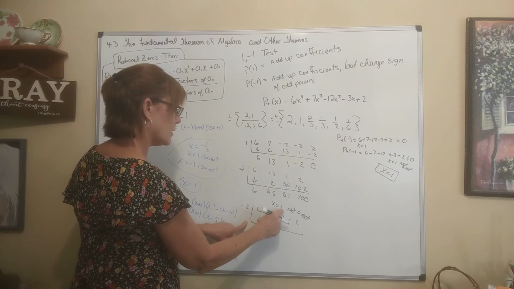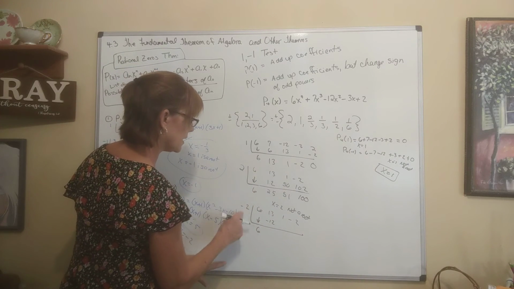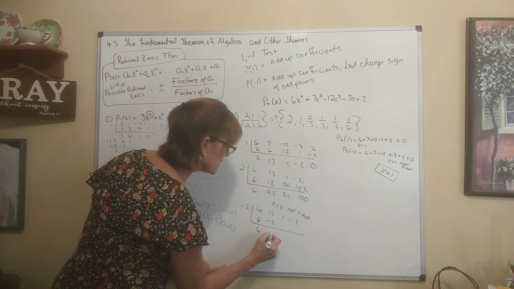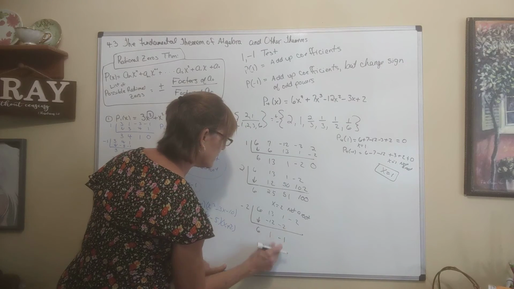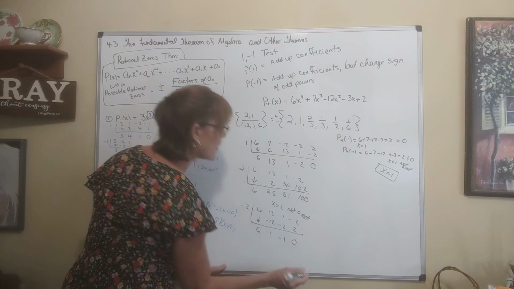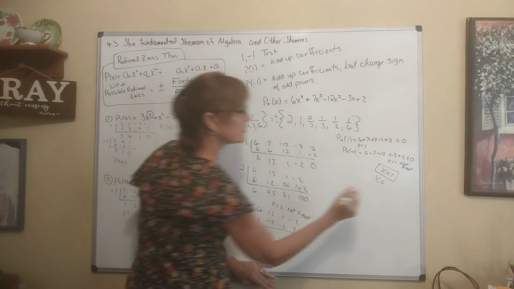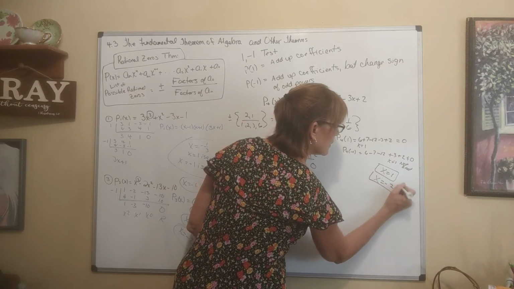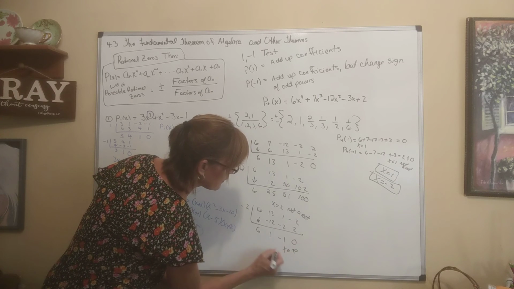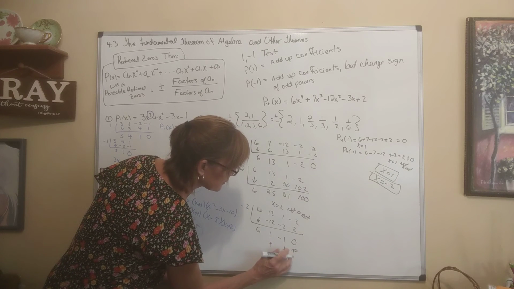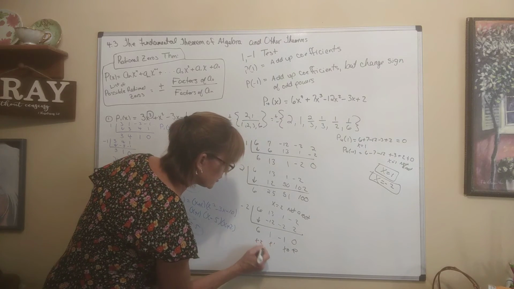6, 13, 1, negative 2. We're trying negative 2 this time. Bring down your 6. 6 times negative 2 is negative 12. This is a 1. This is a negative 2. This is a negative 1. This is a 2. Oh, we got a 0. Great. x equals negative 2 is a root. Well, what is this? This is a remainder. x to the 0, x to the 1, x to the 2.